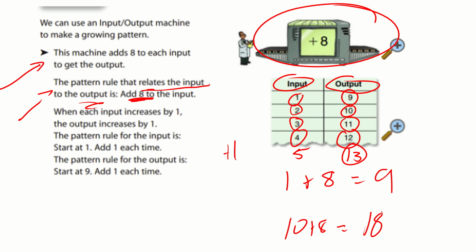Now the pattern rule for the output is we are going up by 1 as well. It says here, the pattern rule for the input is start at 1 and add 1 each time. The pattern rule for the output is start at 9 and add 1 each time. So that's what you want to identify when you're doing these little equations, and you always want to find a pattern. So here, it wouldn't be 1 times 9 and then 2 times 9, because 2 times 9 would be 18. So this wouldn't make sense for our output up here.